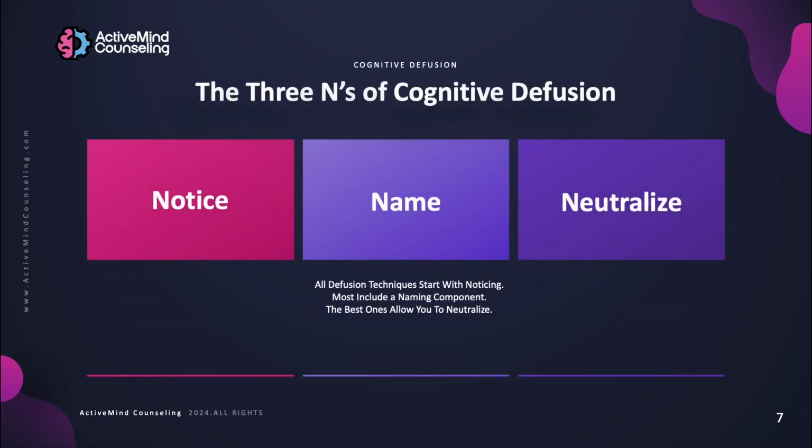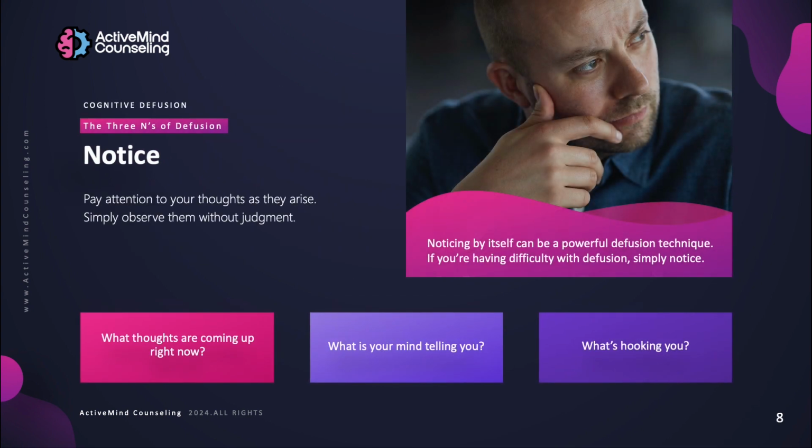To practice diffusion, we can use any mindfulness exercise that uses the three ends of diffusion: notice, name, and neutralize. First, notice. Pay attention to your thoughts as they arise. Simply observe them without judgment.